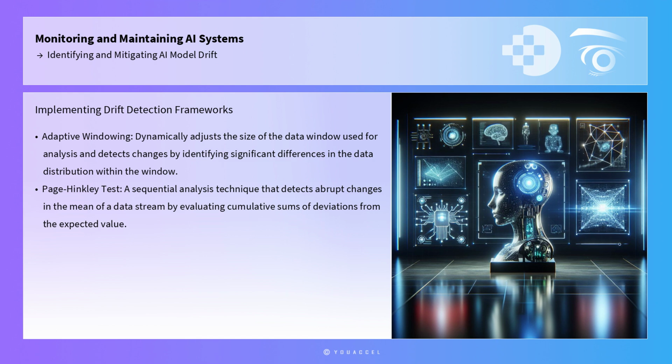In addition to monitoring performance, it is crucial to implement robust drift detection frameworks. One such framework is the adaptive windowing method, which dynamically adjusts the size of the data window used for analysis and detects changes by identifying significant differences in the data distribution within the window. Another approach is the Page-Hinckley test, a sequential analysis technique that detects abrupt changes in the mean of a data stream by evaluating cumulative sums of deviations from the expected value.